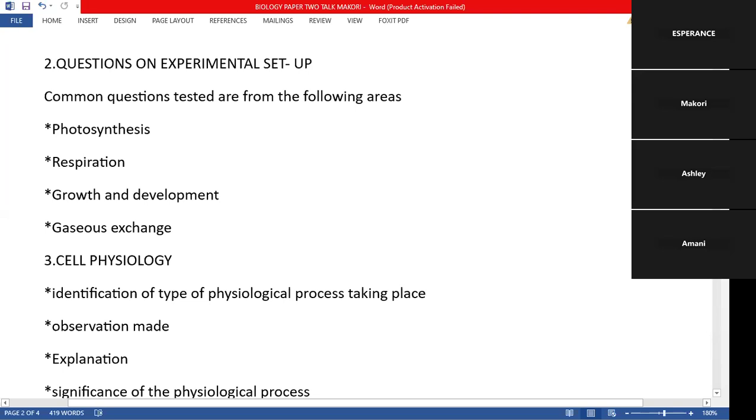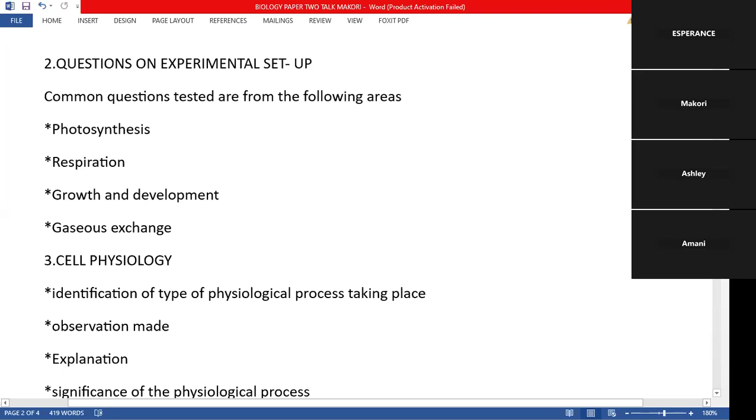Or as well, you can place the same plant within a dark environment, collect the gas that it will produce, and investigate on that. Those are some of the examples of the experimental questions that we normally get within the exams.